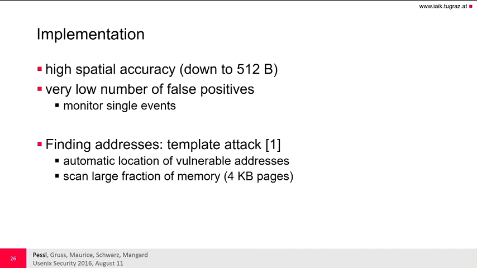One challenge I haven't talked about yet is, well, how to find vulnerable addresses. We do that by using methods from cache template attacks. So we perform an automatic location of vulnerable addresses by first allocating a large fraction of the physical memory, ideally in 4 kilobyte pages, and then scanning over all this memory automatically and trying to find vulnerable addresses.